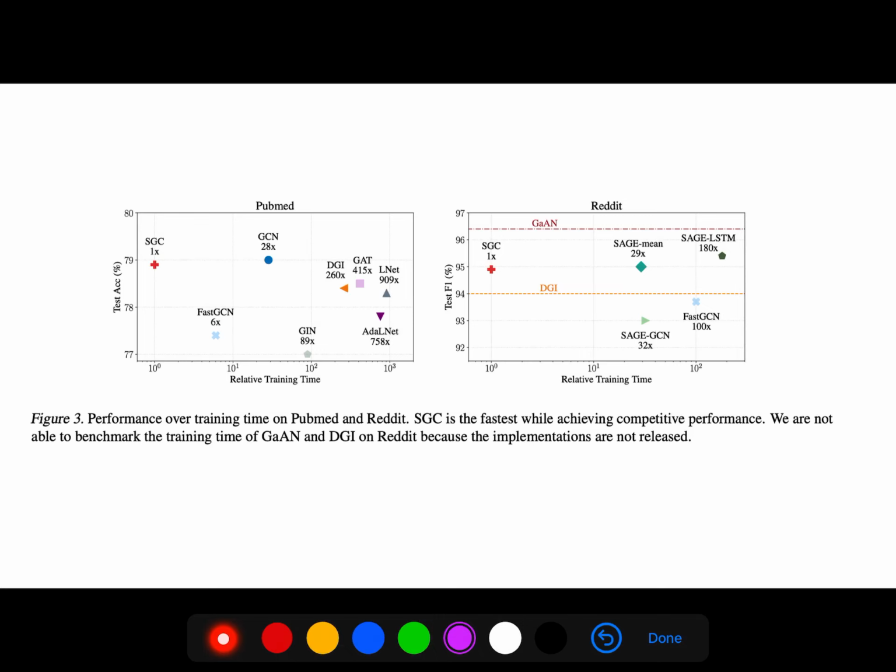You can see how test accuracy varies with relative training time. For example, simple graph convolution has very, very low training time because you're just multiplying matrices, but the test accuracy is still almost the same as GCN, so we are not losing accuracy. That's good.